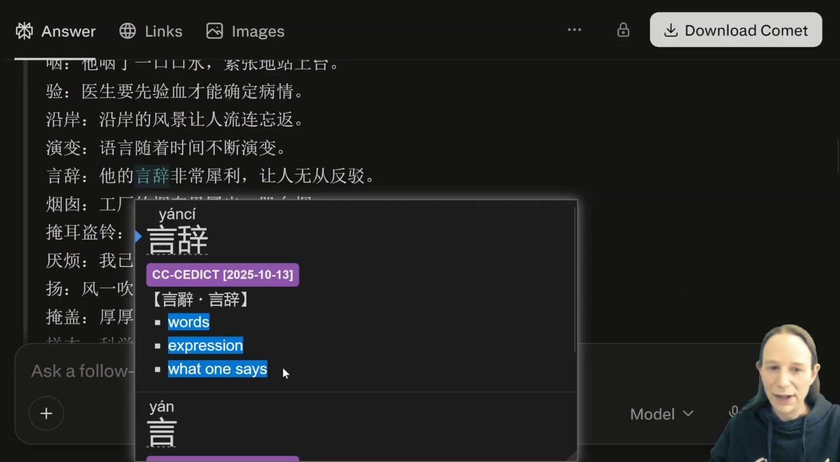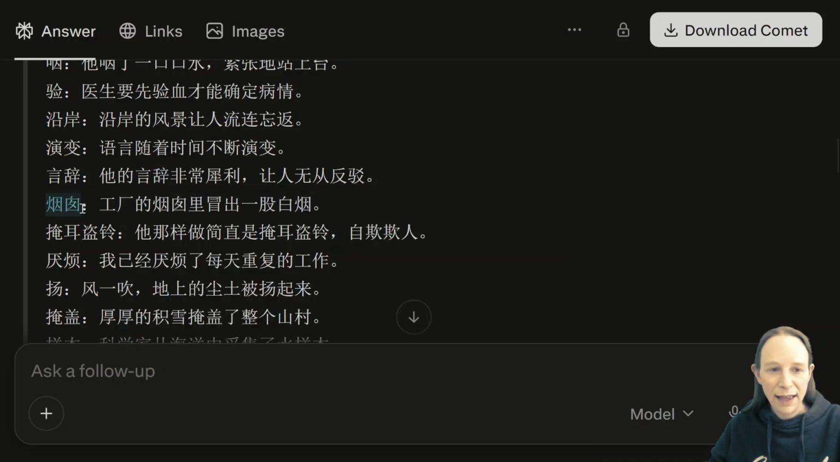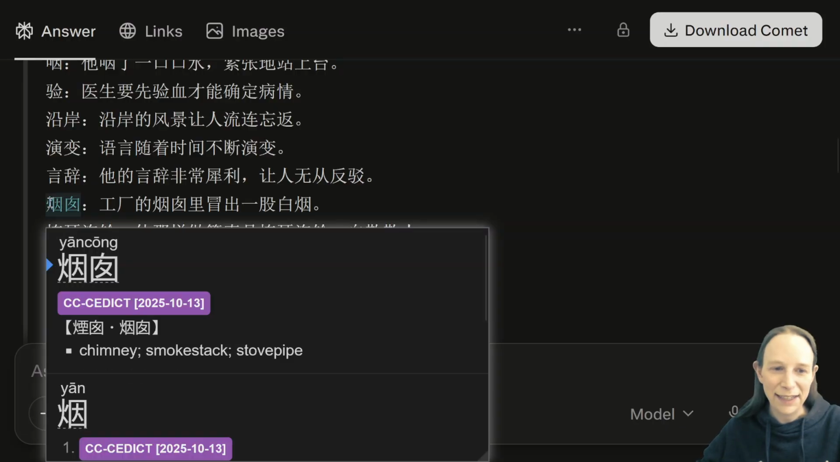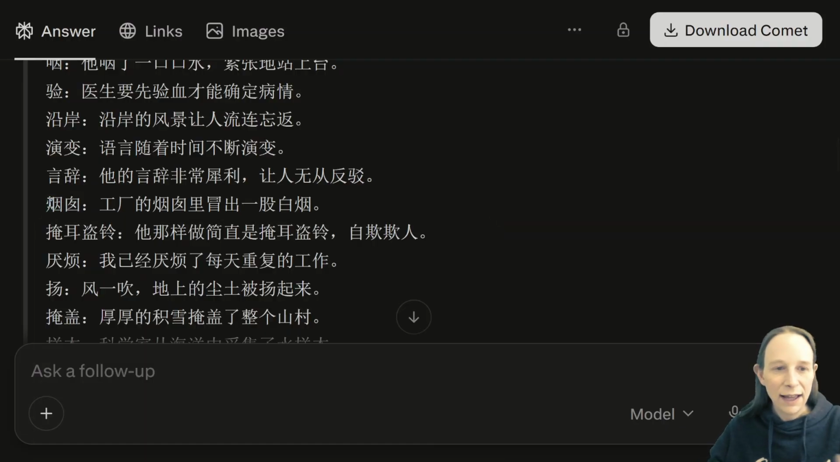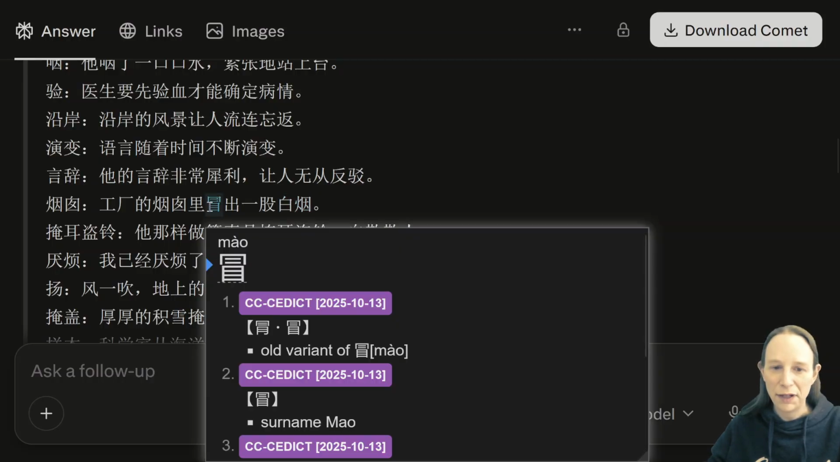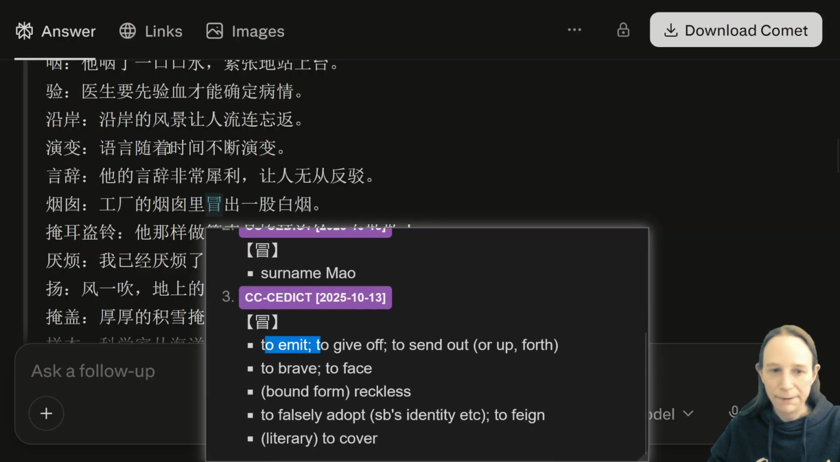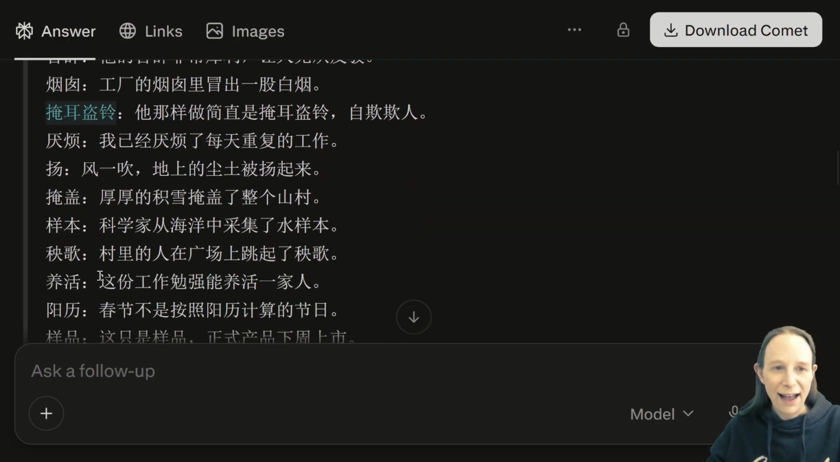So what one say? 言辞. 烟囱, is it first tone? Yan is smoke. 囱 chimney. So it's a smoke chimney or just a chimney. Yeah, it is first tone. 烟囱. 工厂的烟囱里冒出一股白烟. Yeah, 冒 here is emit, so it's emitting white smoke. 冒 emit.